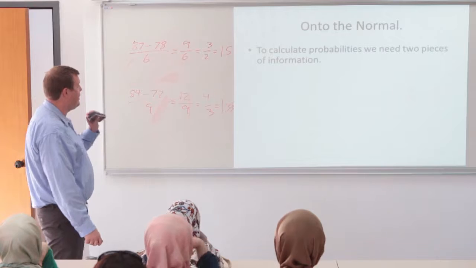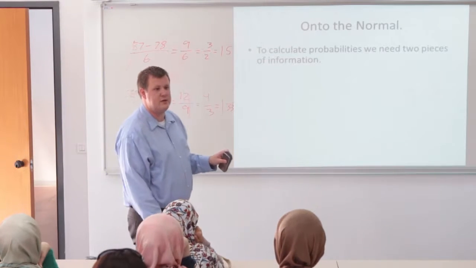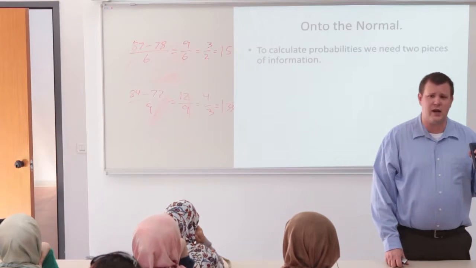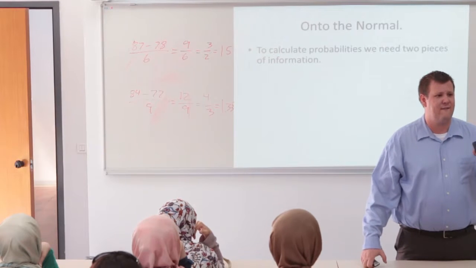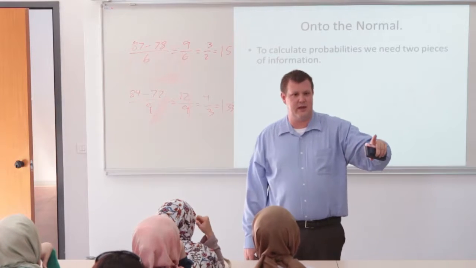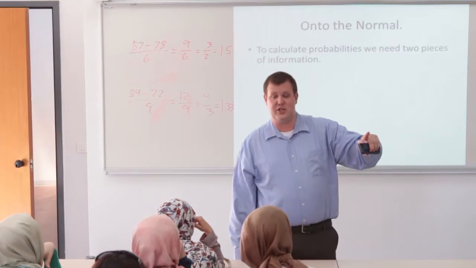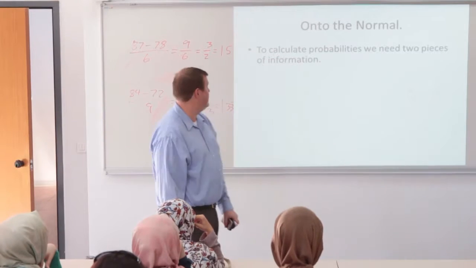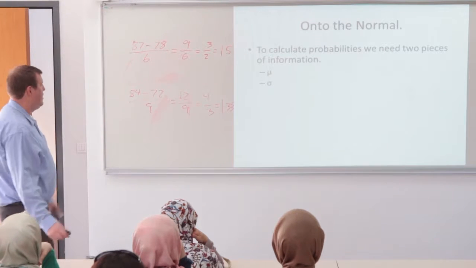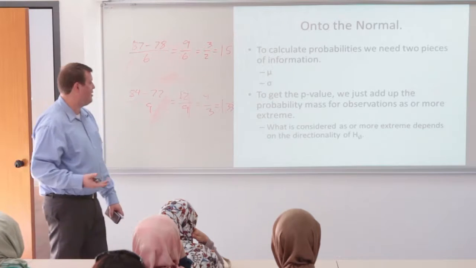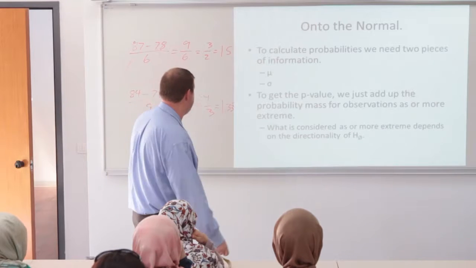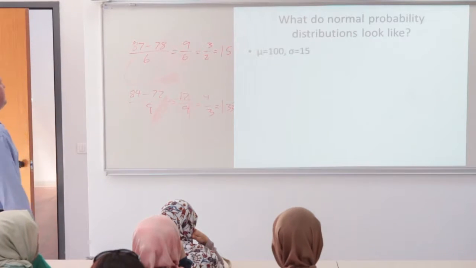So now on to the normal. To calculate probabilities, again, we're going to need 2 pieces of information. What 2 pieces of information do you think we're going to need, given the things that I've talked about today thus far? We're going to need some index of variability and the mean. What index of variability? Sigma, which is the standard deviation. So to calculate the probabilities for a normal distribution, we need to know the mean. We need to know the standard deviation. Now, to get the p-value, then we're just going to add up probability masses, just like we did for the binomial distribution, and which ones we add up depends on our null hypothesis.